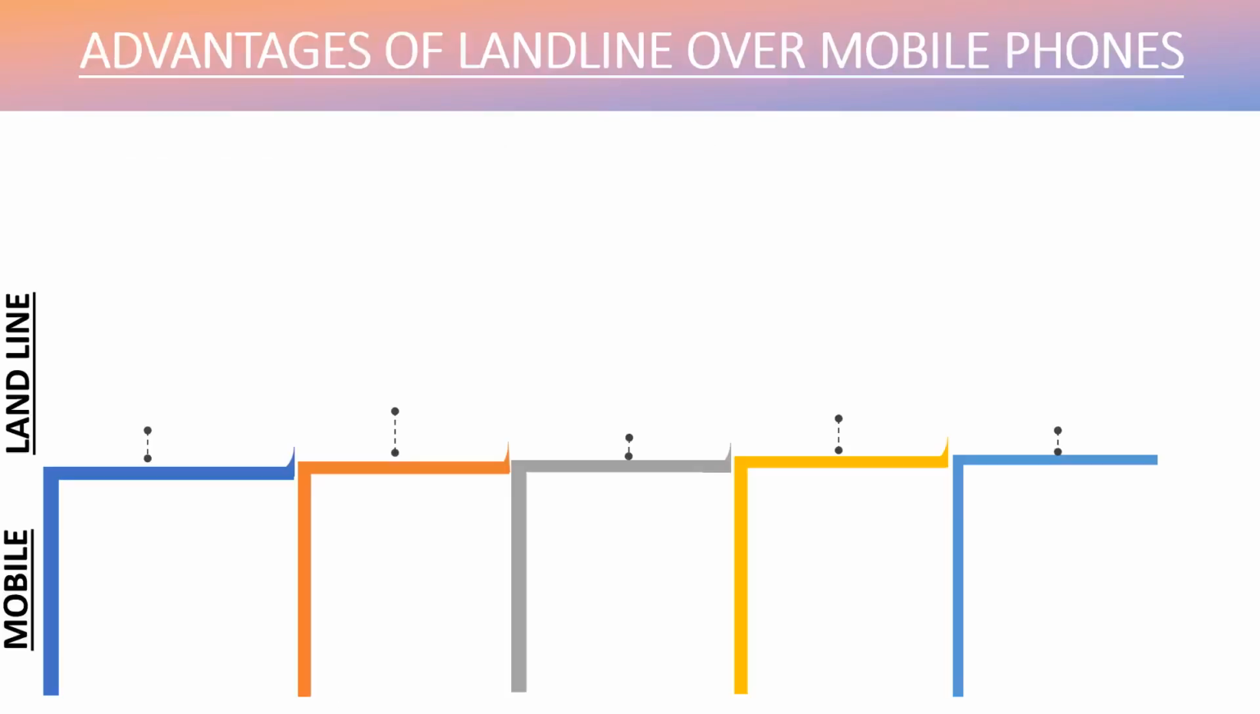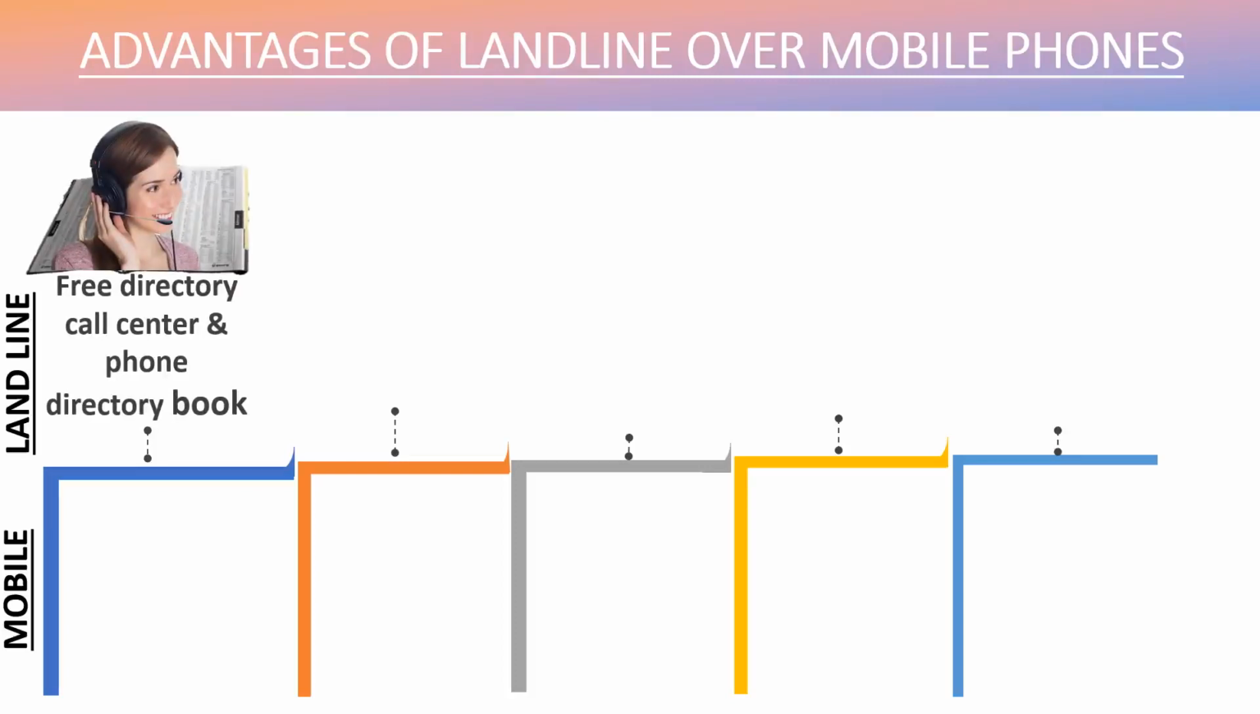Let us now look at the advantages of landlines over mobile phones. The first one is that landlines have a free direct call center as well as the phone directory book. You just have to call 1023 and there will be somebody who will be able to give you the landline number of anybody who has connected a landline in the country.